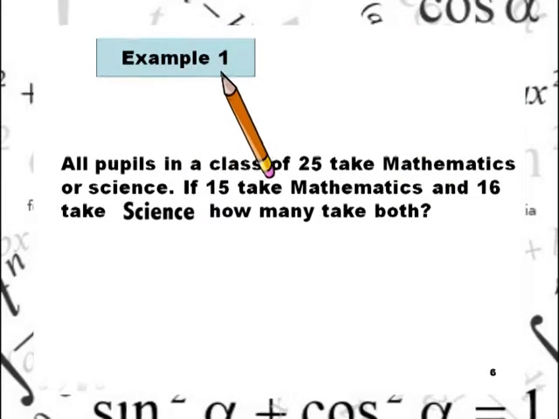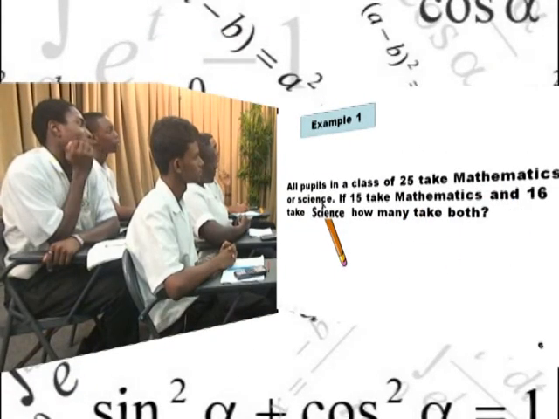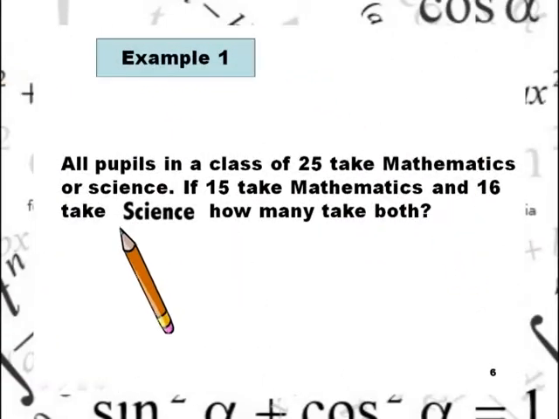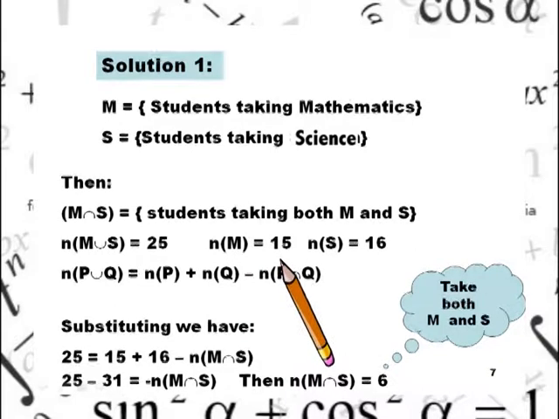Example 1. All pupils in a class of 25 take mathematics or science. If 15 take mathematics and 16 take science, how many take both? Solution 1. The set M is equal to the set of students taking mathematics. The set S equals the set of students taking science. Then, the set M intersect S is equal to the set of students taking both mathematics and science. The number of elements in the set M union S is equal to 25. The number of elements in M is 15. The number in S is 16.